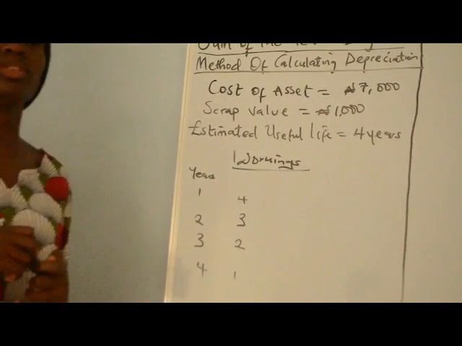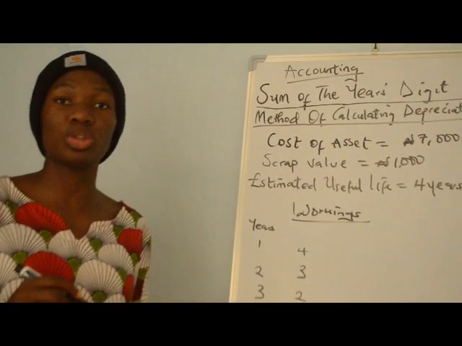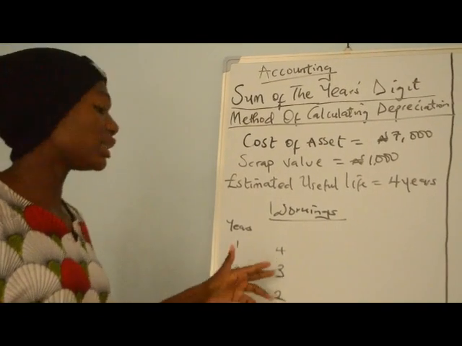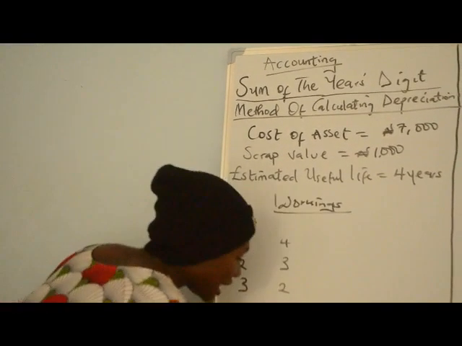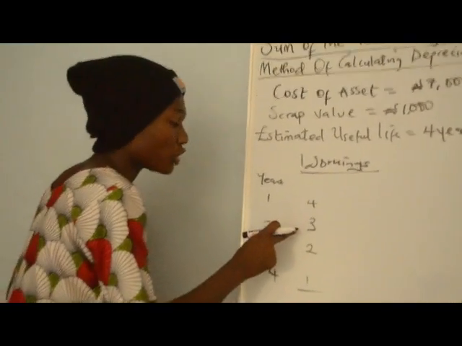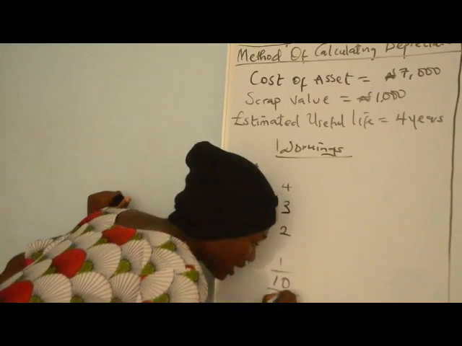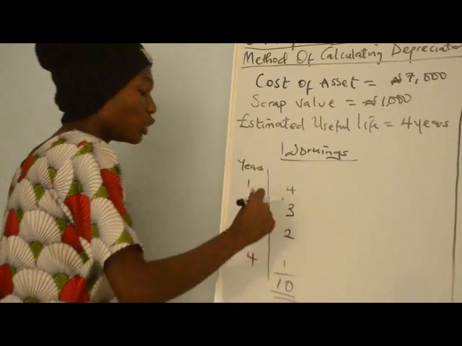because in the sum of the years digits we believe that the asset was enjoyed more in the first year of its use in the company. So we'll be giving a bigger portion to the first year and then subsequently we'll be reducing it. Okay, so now for the sum of the years we'll be adding this up. 4 plus 3 plus 2 plus 1, which will give us 10. Alright, now our workings will be multiplying.